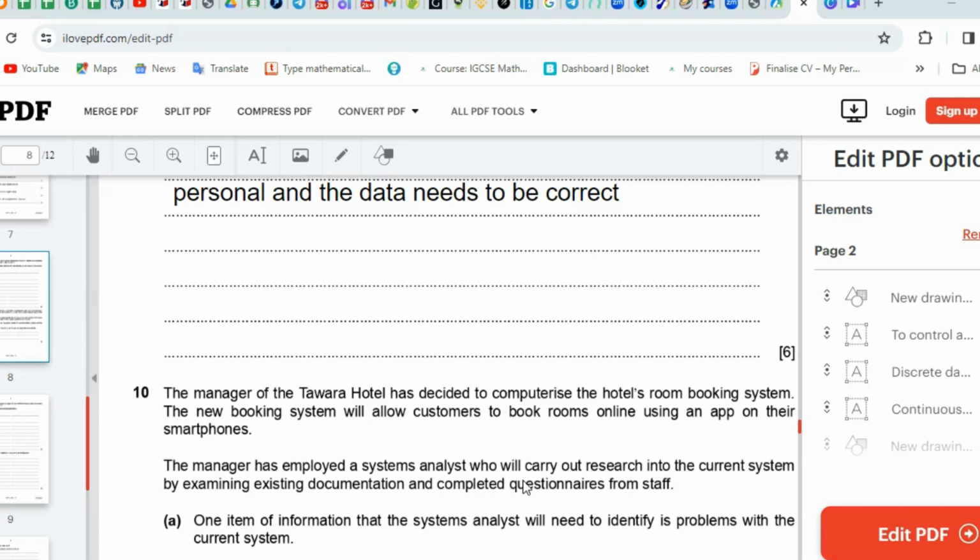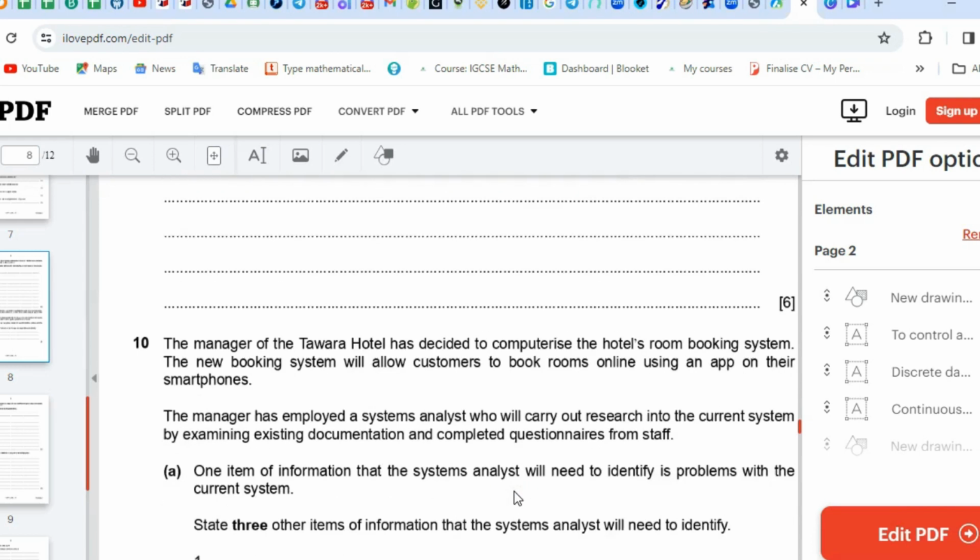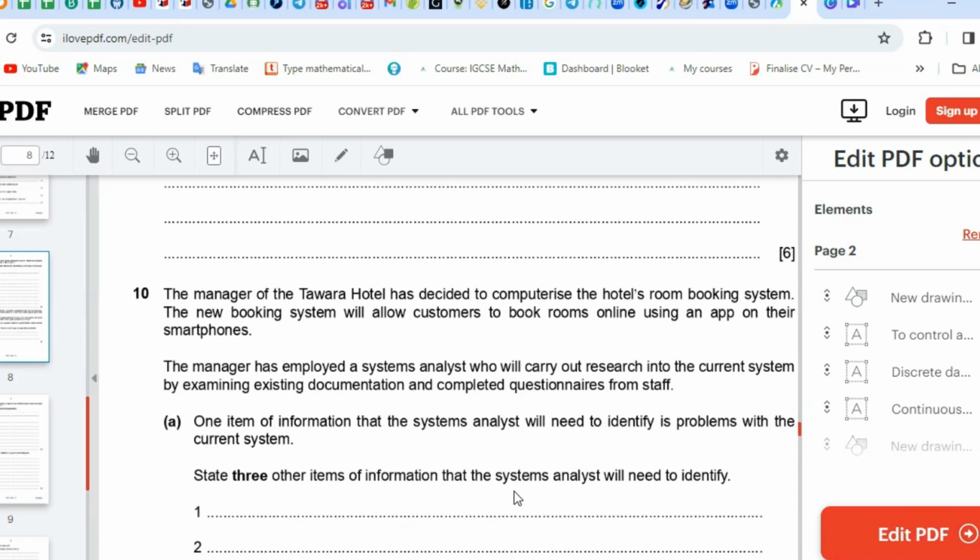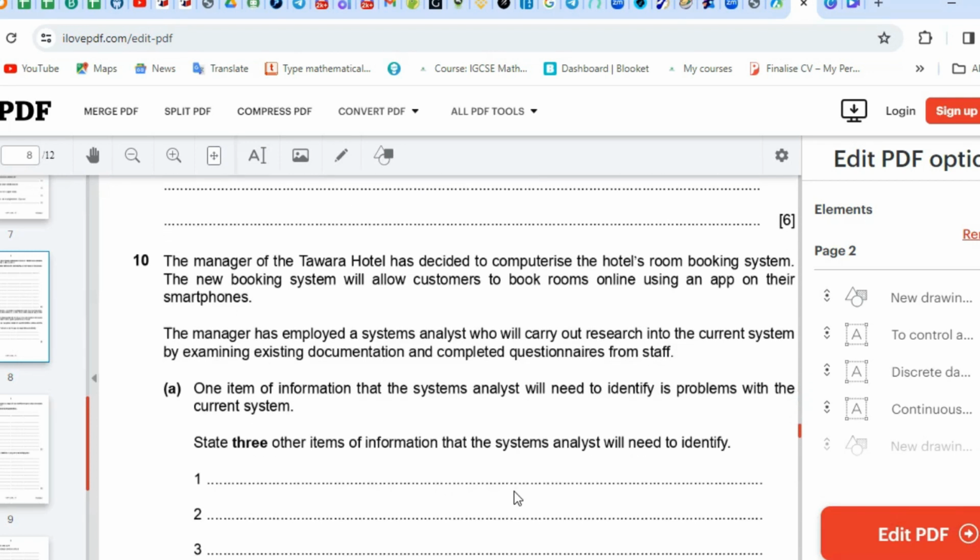A. One item of information that the system analysts will need to identify is problems with the current system. The question now says, state three other items of information that the system analysts will need to identify. All right, so what are the three other items that the system analysts need to identify?